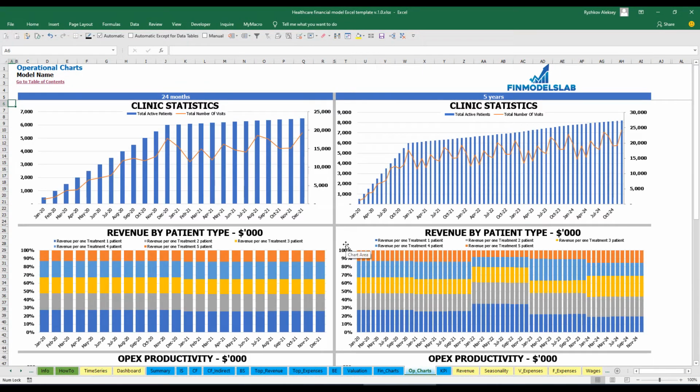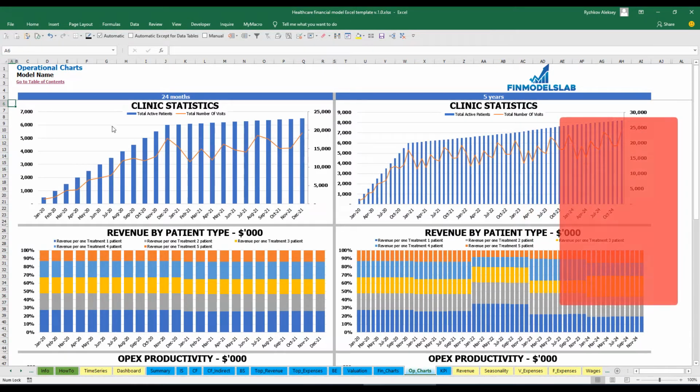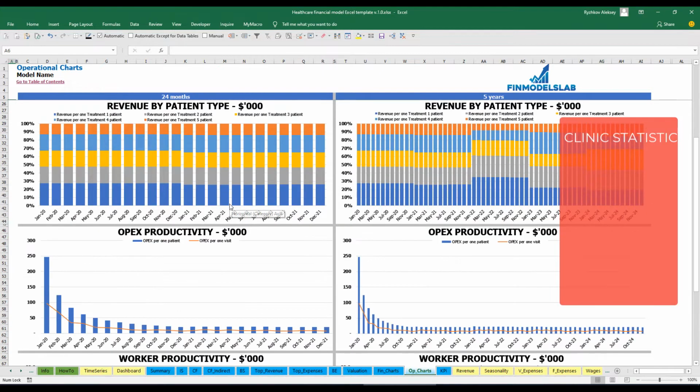On the Operational Charts tab, you can see also two sets of charts with the same breakdown by 24 months and by 5 years. On the top you may see the general clinic statistics, which is total active patients and total number of visits by months, your revenue by patient type, revenue per one treatment one patient, second treatment patient, etc. And this is broken down by percentage allocation.